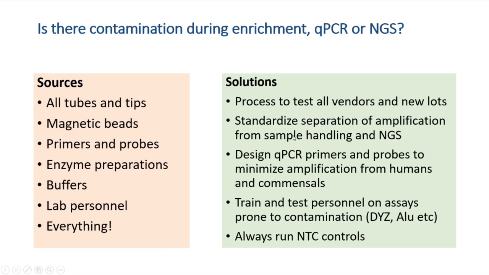You should have a standardized workflow where you separate amplification. Sample handling is a completely different area in our laboratories. Likewise, NGS is separated off. Wherever you can, you design primers and probes to minimize amplification from humans and commensals. That's part of the power of qPCR. And we do a lot of training, and personnel are tested on assays that are prone to contamination. Sensitive human assays like DYZ and ALU are great, not as the first test for your new personnel, but as a last test before you move them on to more sensitive assays.